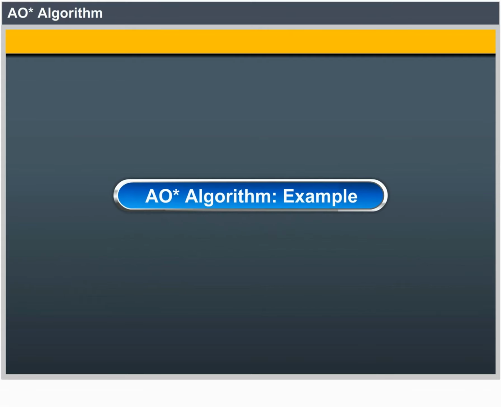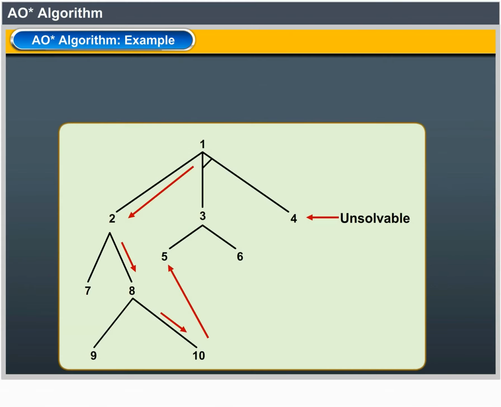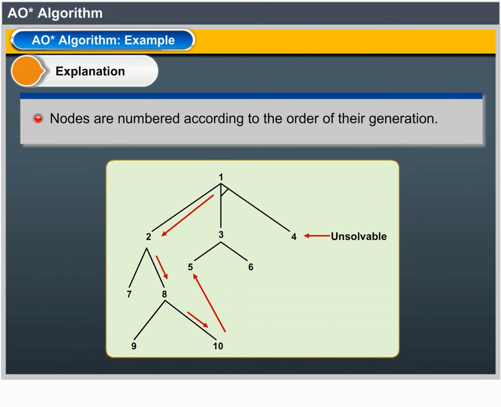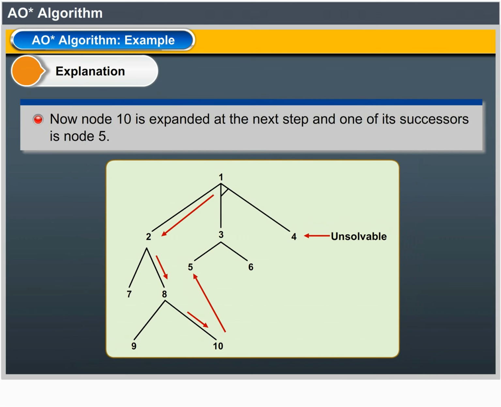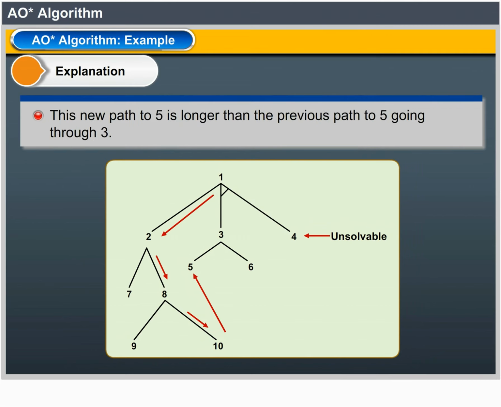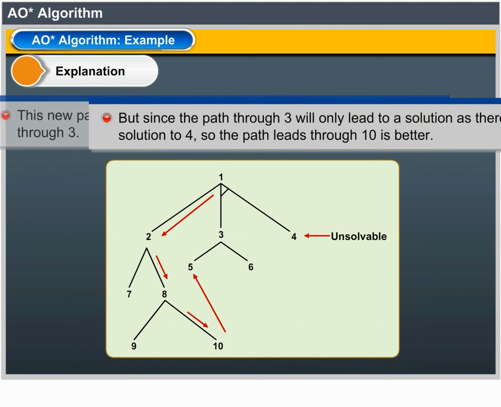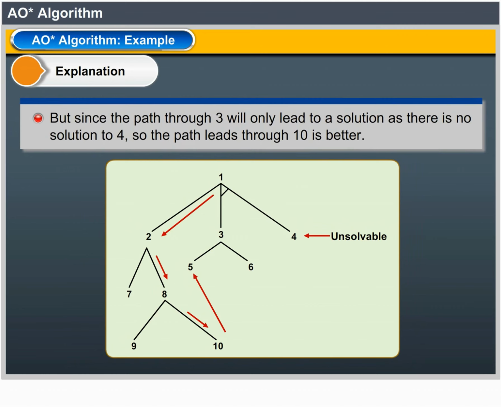AO-star algorithm example is given here. Explanation: nodes are numbered according to the order of their generation. Now node 10 is expanded at the next step, and one of its successors is node 5. This new path to 5 is no longer than the previous path to 5 going through 3. But since the path through 3 will not lead to a solution, as there is no solution to 4, the path through 10 is better.